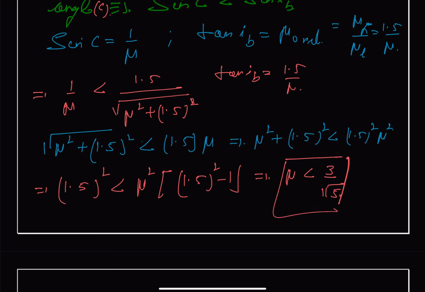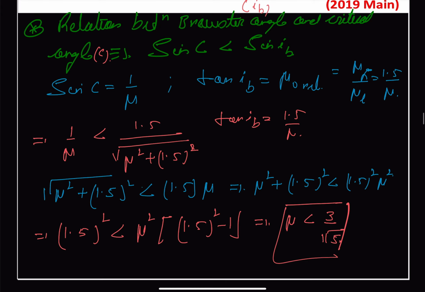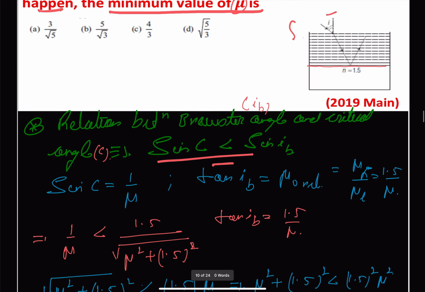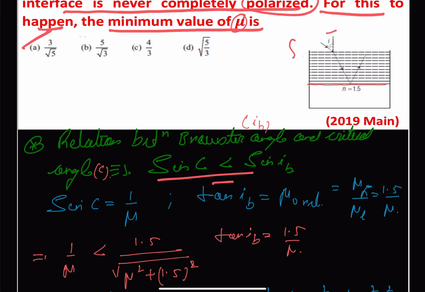Okay, so the only thing we have to take care of is the Brewster angle's relationship with the critical angle. The rest of the things are quite simple to follow. So we get that the minimum value of mu will be equal to 3 by square root of 5. So option number A is the correct one.